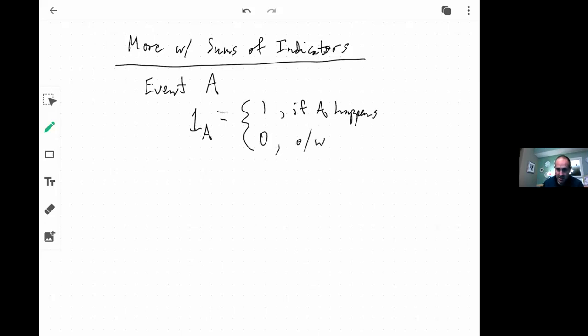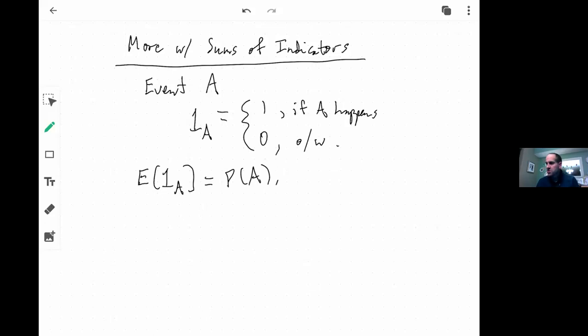And you'll notice things like the expectation of the indicator of A. Well, that's just going to be 0 times the probability of A complement plus 1 times the probability of A. So that just ends up being the probability of A, which is good news for us. And something like this will be very helpful later on when we start to look at the number of events that occur, if I have some sequence of events that I happen to be interested in.